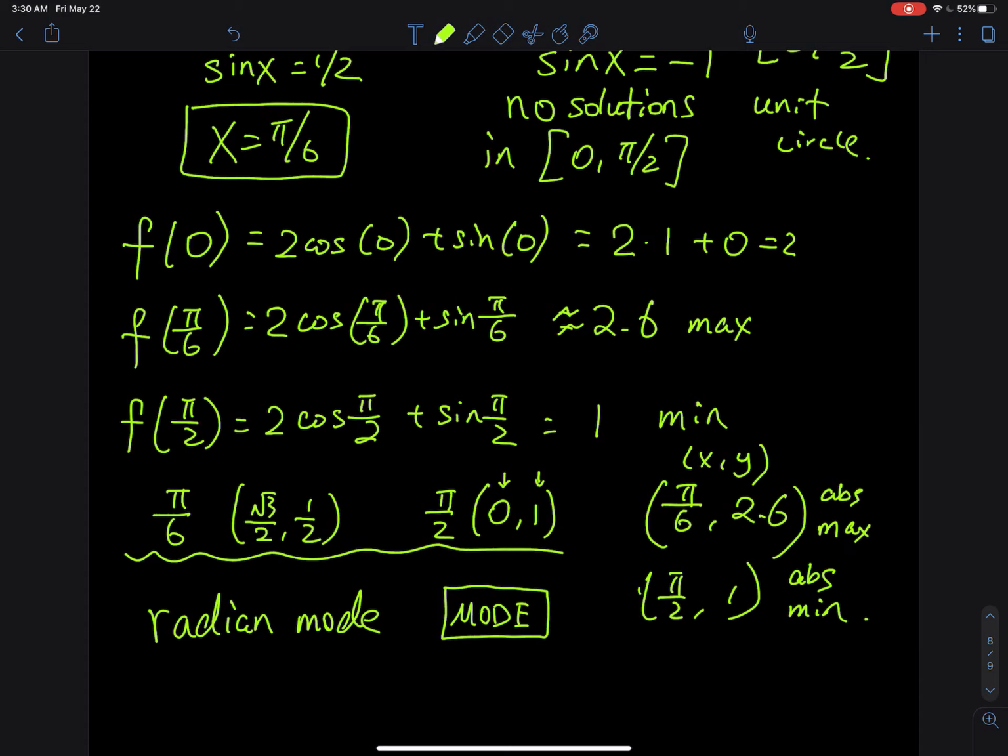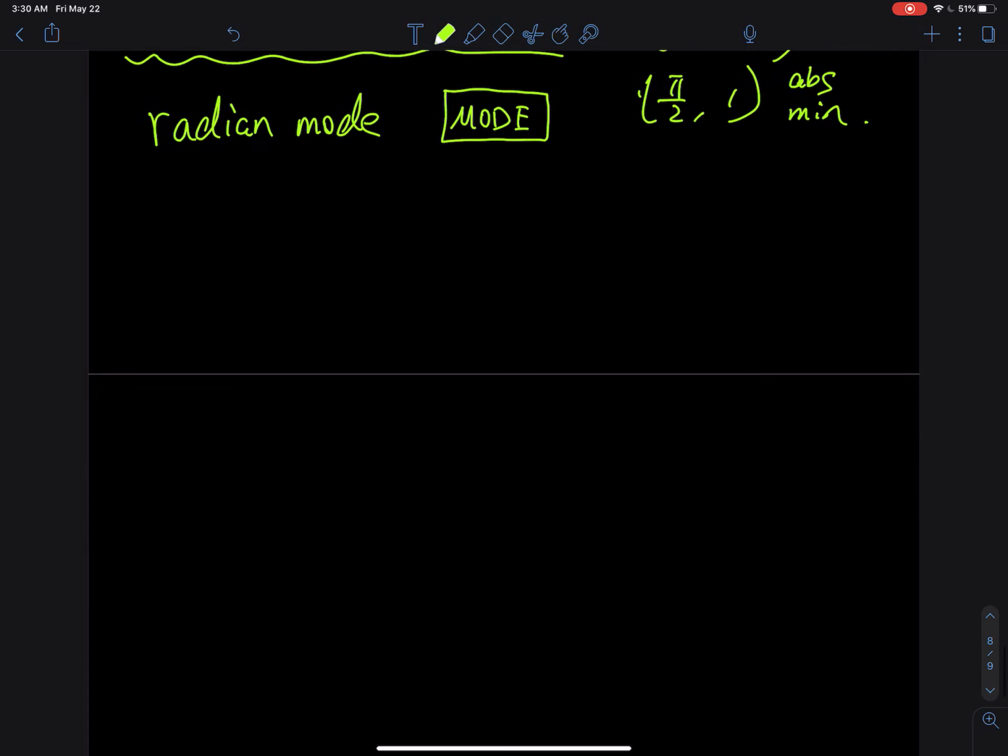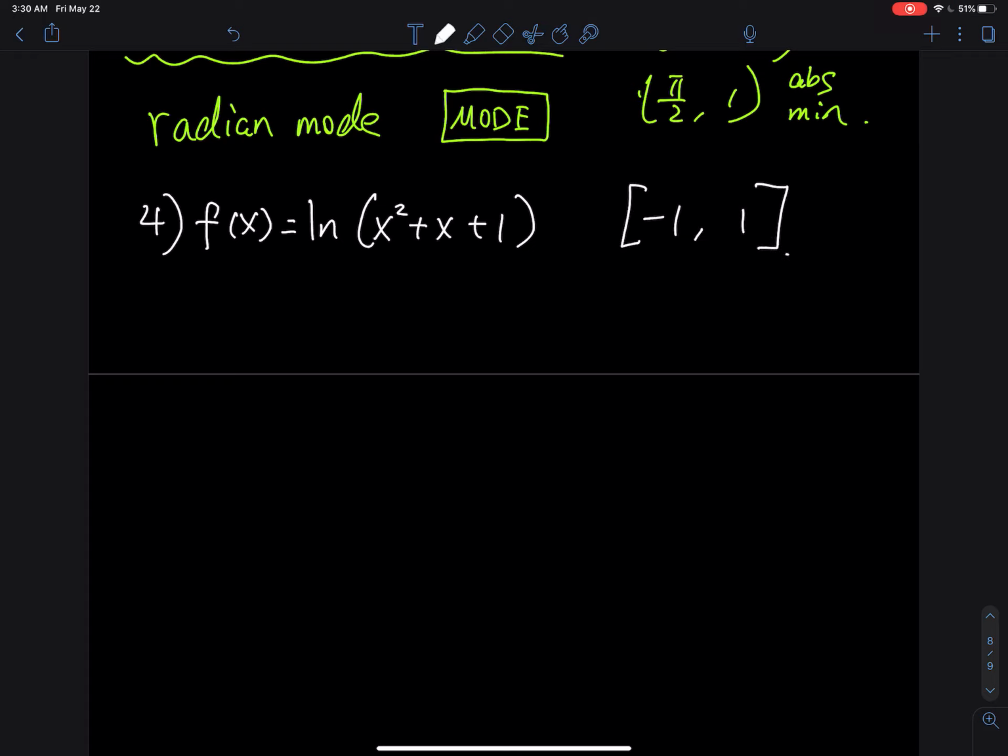Let's take a look at number 4. So number 4, we have f of x equals ln of x squared plus x plus 1, and then the interval is from -1 to 1. All right, so first we take the derivative. Okay, good practice. What is the derivative of ln? It is 1 divided by everything inside the ln, x squared plus x plus 1.